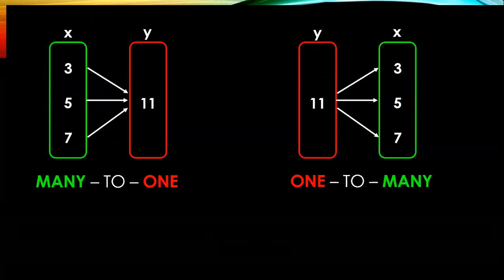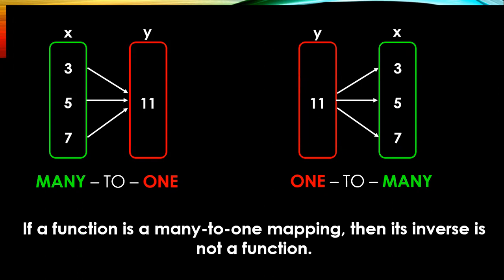A 1 to many is not a function because our x values cannot be repeated. So 11 cannot go to 3, 11 cannot go to 5, and 11 cannot go to 7. So if a function is a many to 1 mapping, then its inverse is not a function.